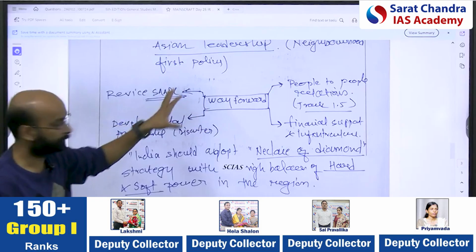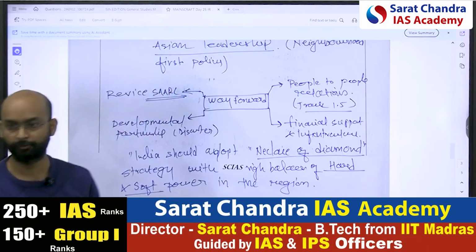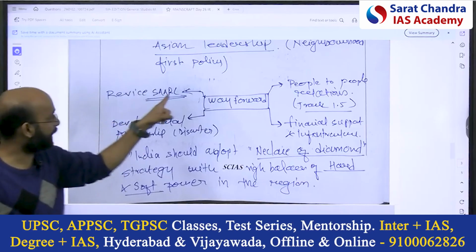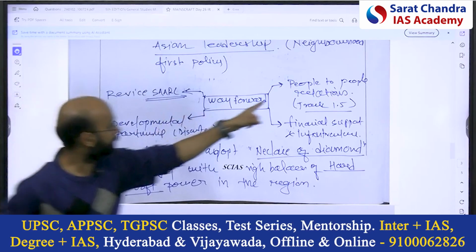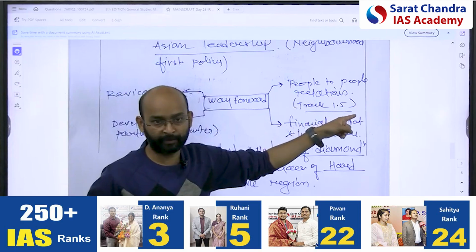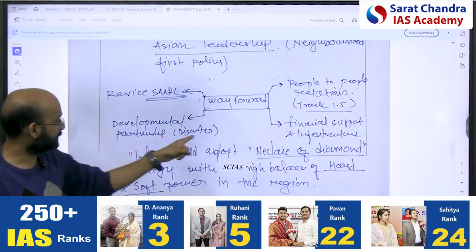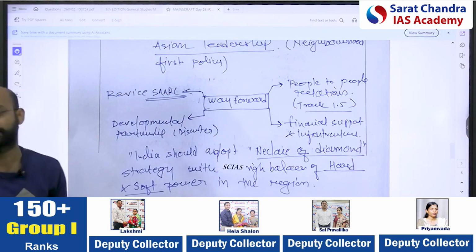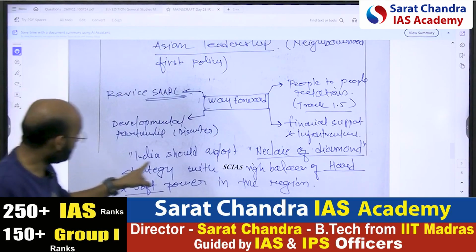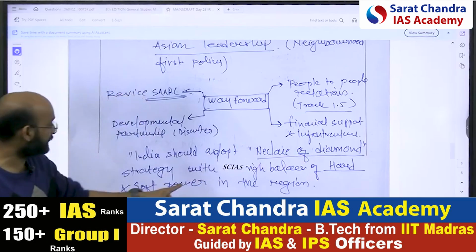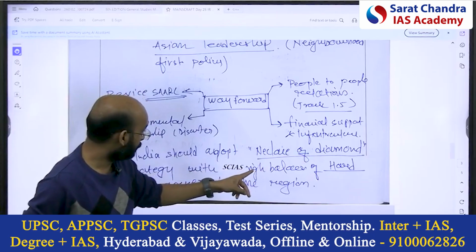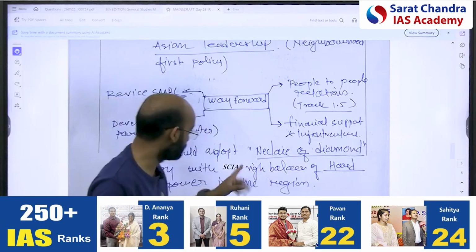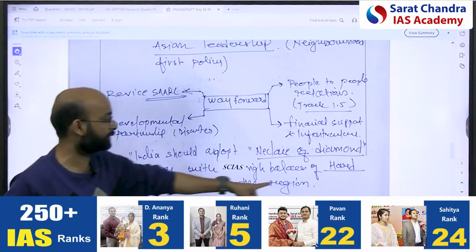Then comes the way forward. Basically, when you talk about the issues, you should also give how they can be solved. The way forward is to revive SAARC, people-to-people relations, Track 1.5 keyword. Developmental partnership like disaster support, financial support and infrastructure development so that they don't have to depend on China. India should adopt the necklace of diamonds strategy with the right balance of hard and soft power in the region.